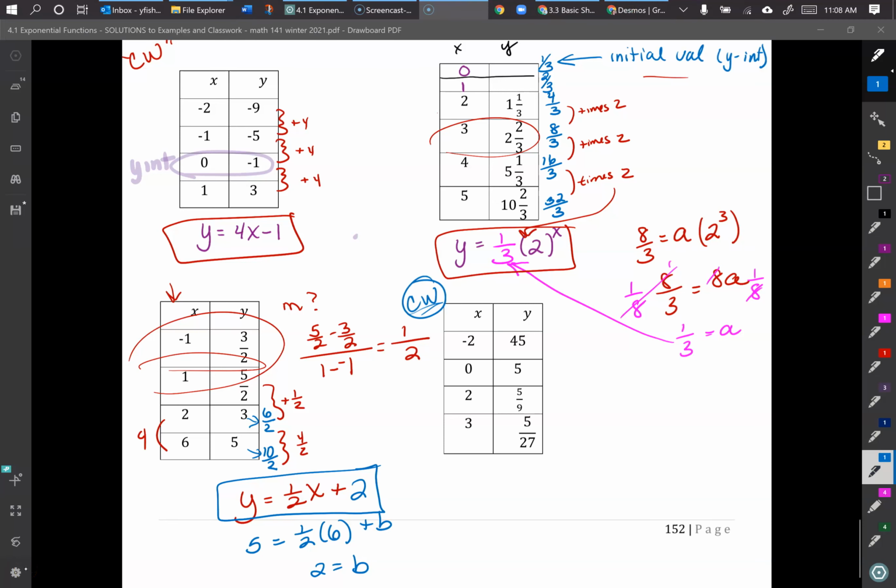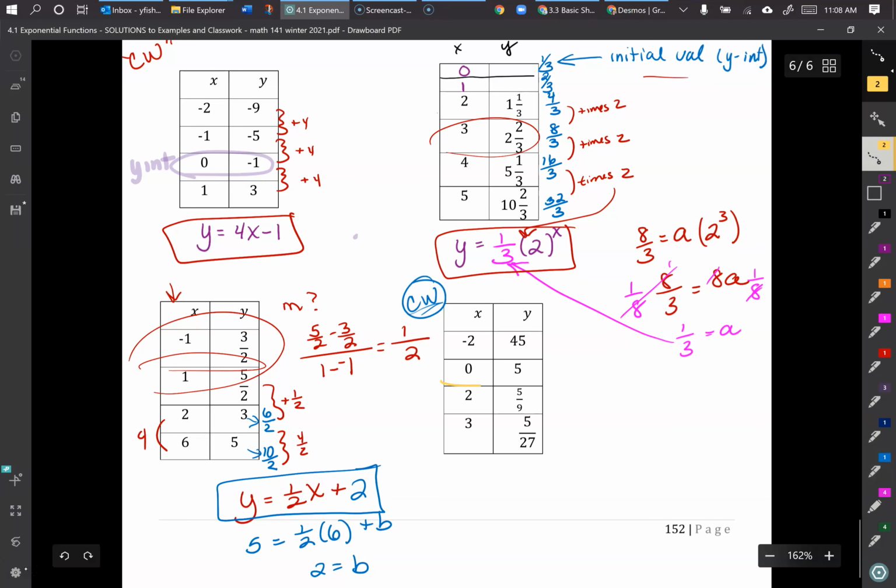Okay, so hopefully you've tried that one. A couple of things to note. I do have the y-intercept, so I'm happy about that. So I know my setup is going to be y equals something. Is it linear or is it exponential? Well, just looking at this, I'm gonna guess this is probably exponential, but let's see.